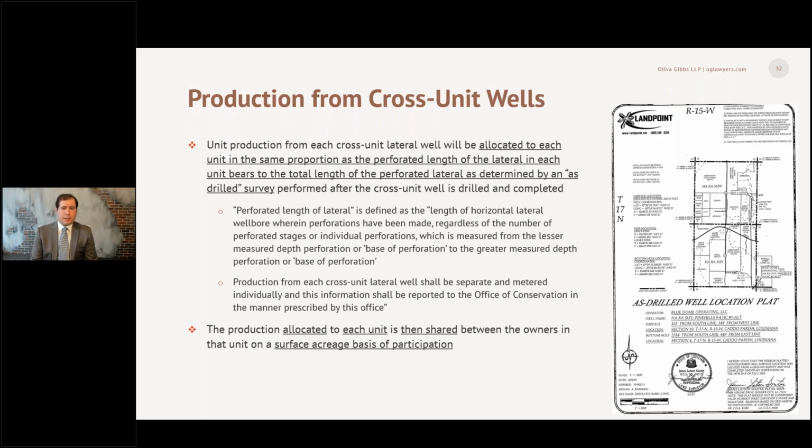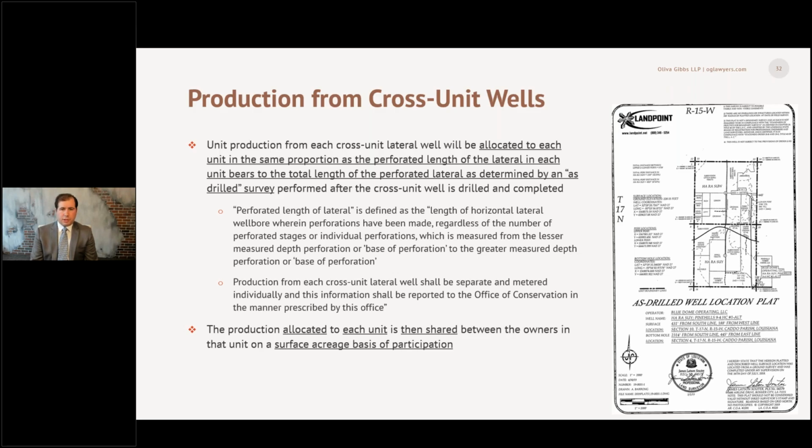So unit production, as we discussed, in your 640 acre unit, production is generally allocated on a surface acreage basis. So if you own a 10 acre tract, you own 100% working interest in that 10 acre tract, then your production is going to be proportionally allocated based off of the 10 acres that you own, based off of the total acreage in the unit. So if there's a 640 acre unit, you would own 10 over 640 of all production from that unit.